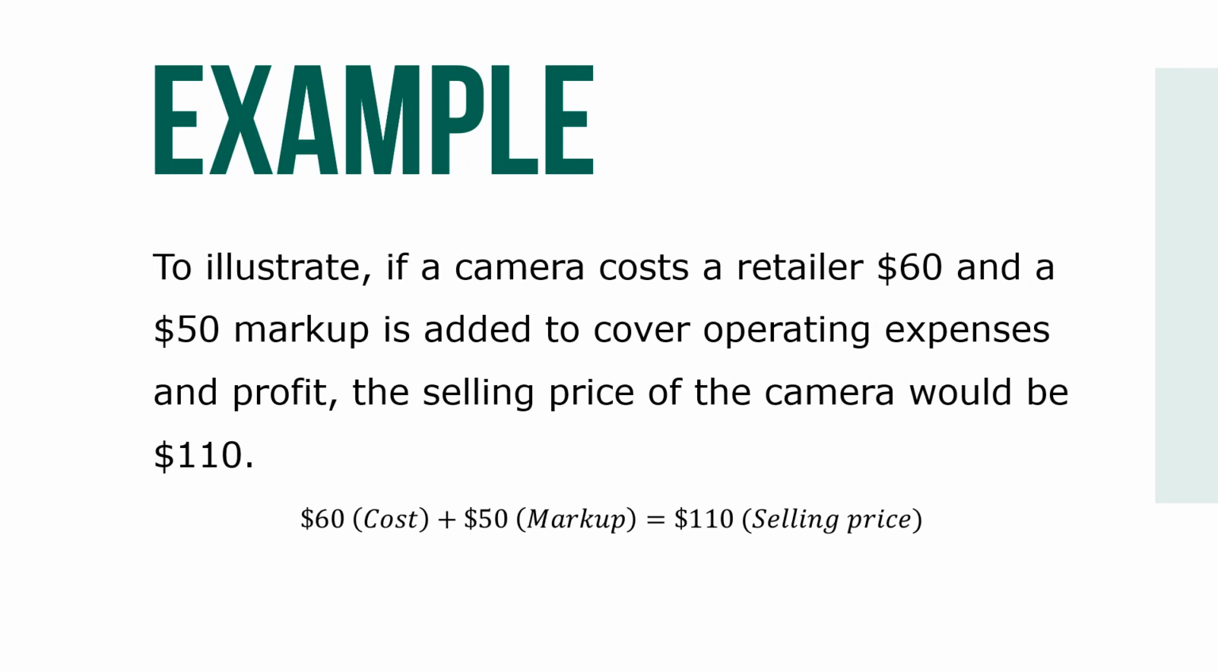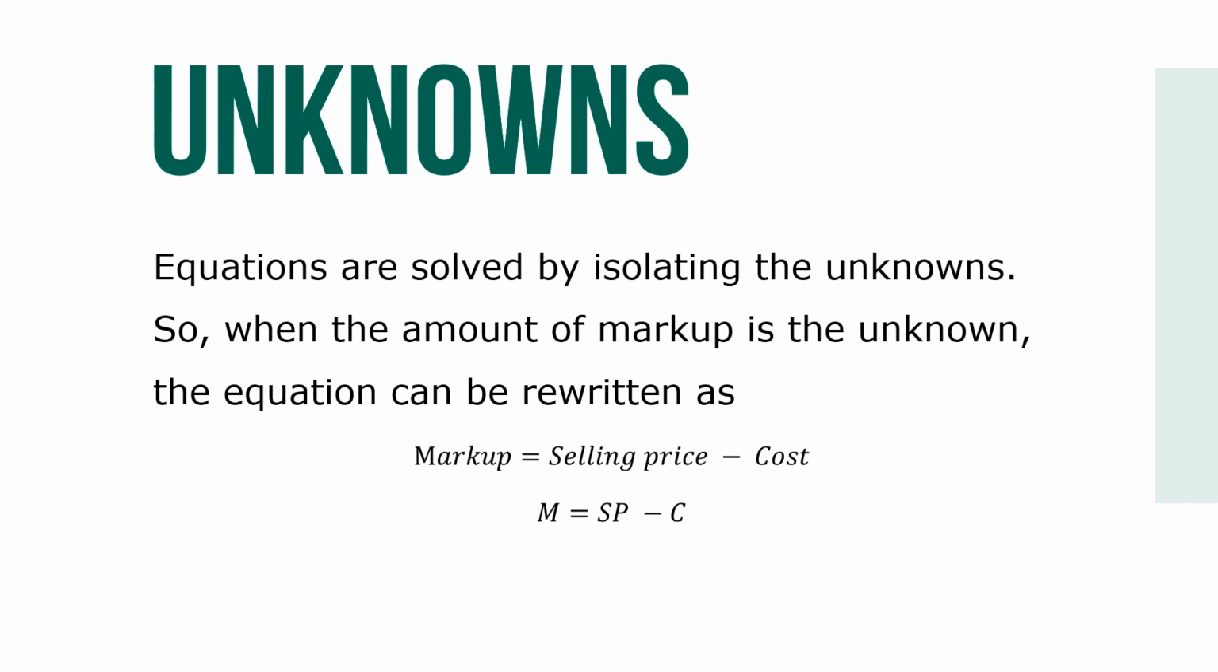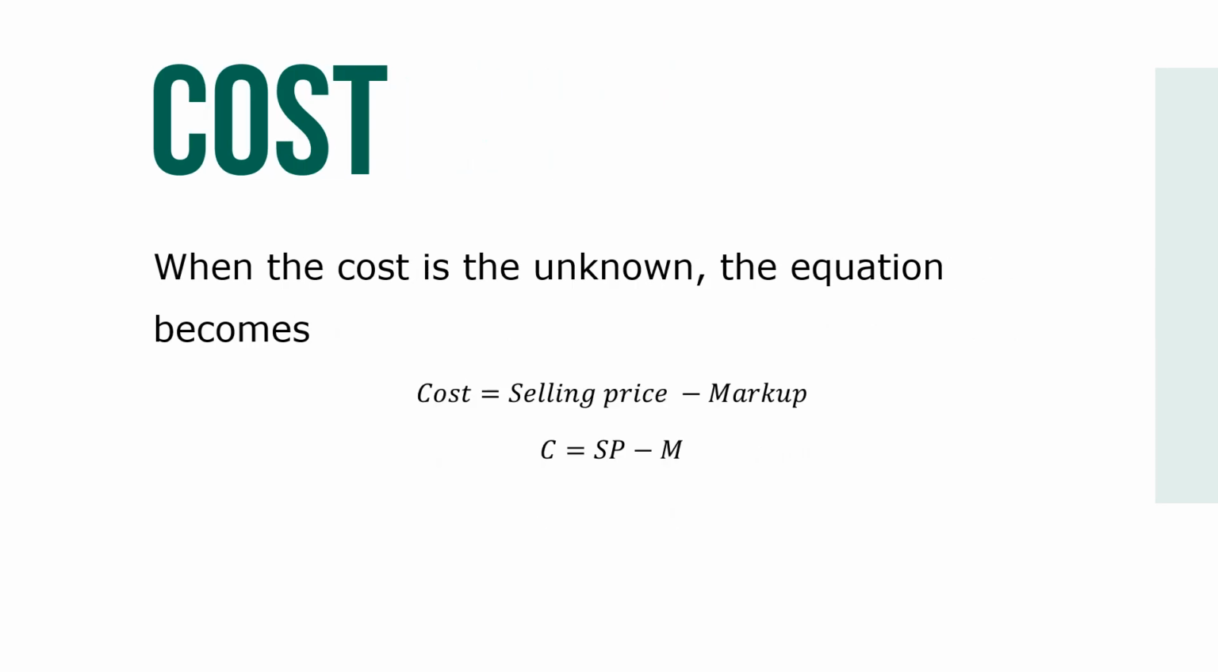To illustrate, if a camera costs a retailer $60 and a $50 markup is added to cover operating expenses and profit, the selling price of the camera would be $110. Equations are solved by isolating unknowns. So, what if the amount of the markup is the unknown? The equation can be written as markup equals selling price minus cost, or M equals SP minus C. When the cost is the unknown, the equation becomes cost equals selling price minus markup, or C equals SP minus M.